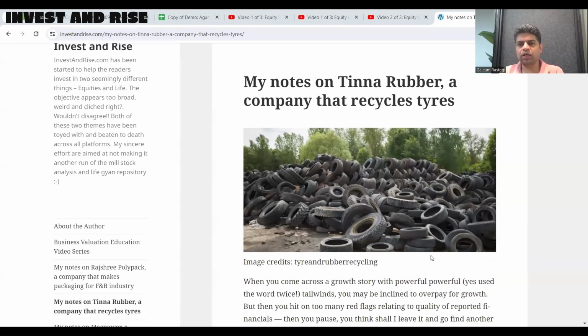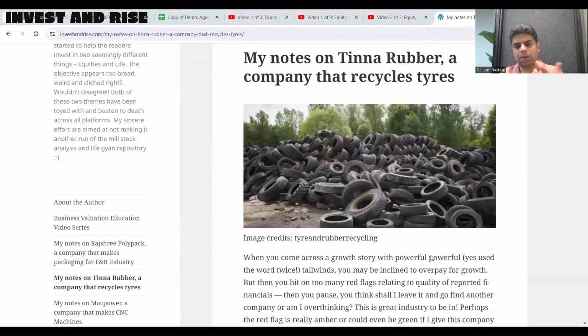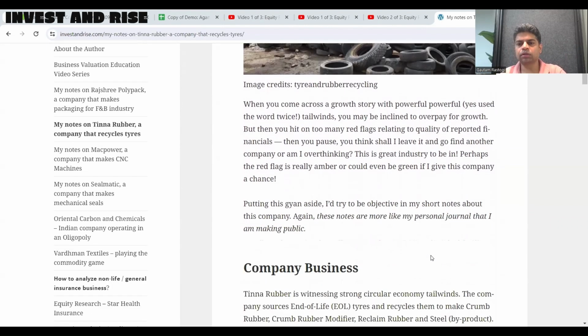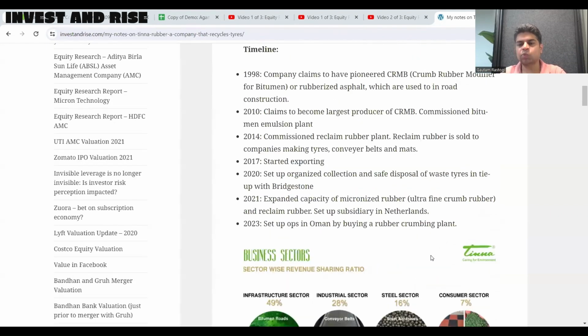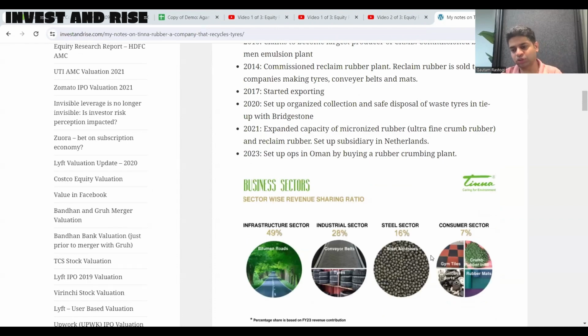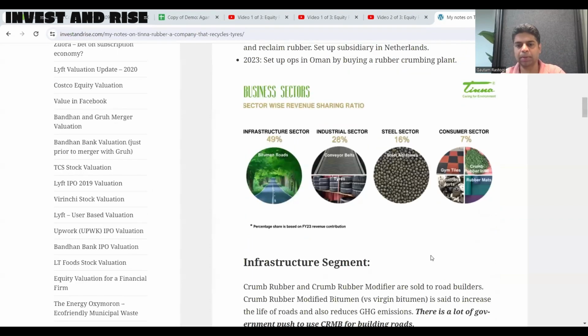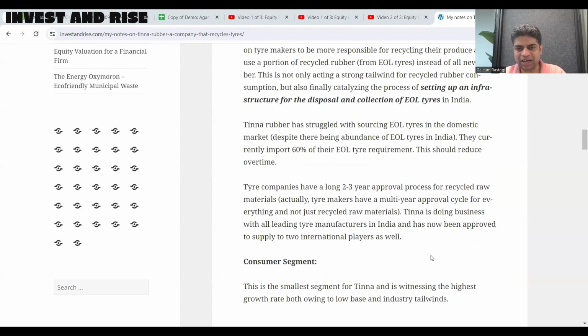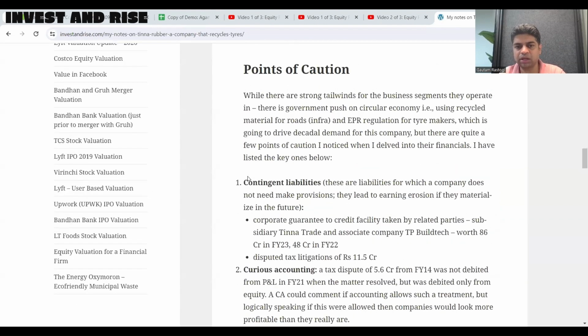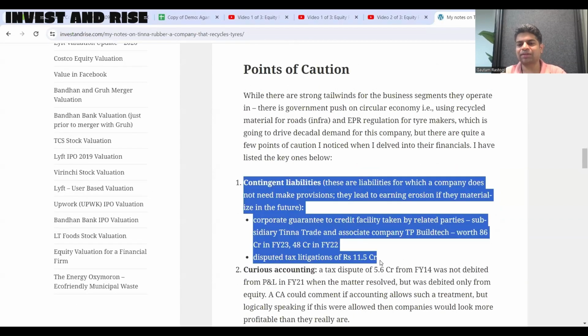All right. So this is my blog on Tina Rubber, which is a company which recycles tires and manufactures crumb rubber, which interestingly is used in road construction as well. Okay, so now let's see यहाँ पे. Look at the contingent liabilities. That's why it's very important to read through contingent liabilities as well.